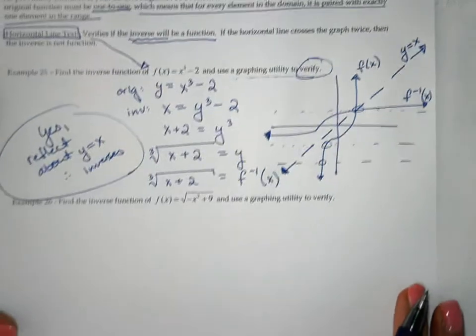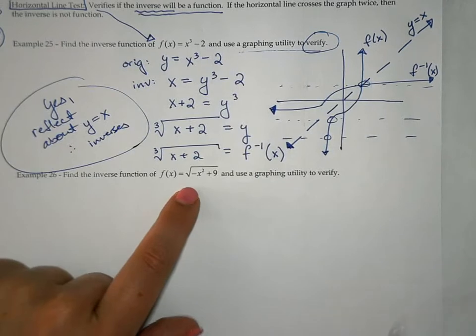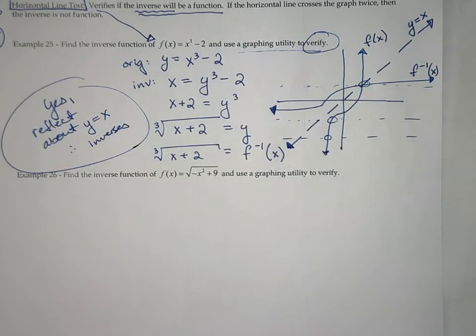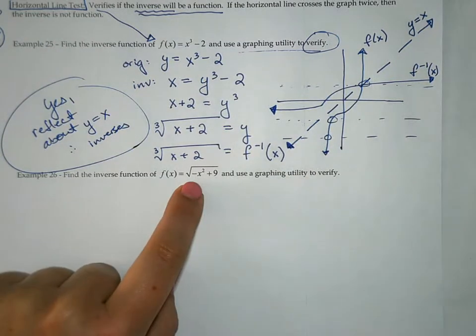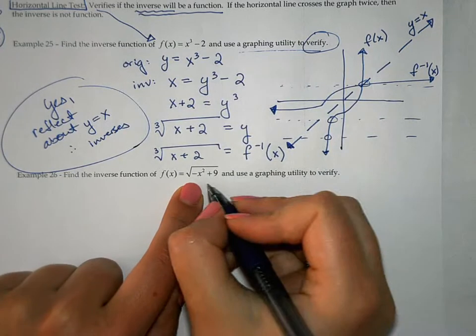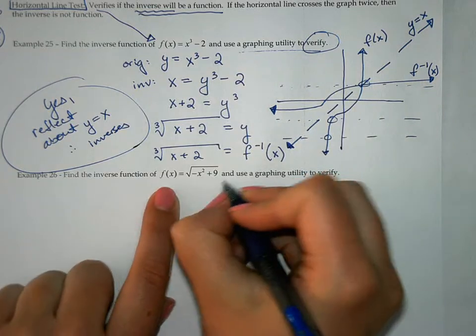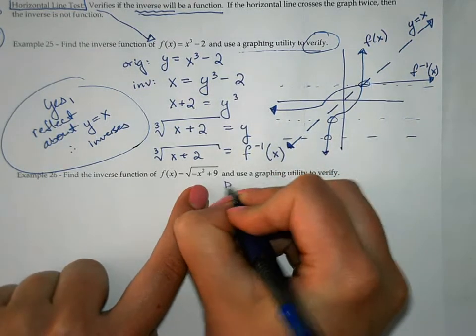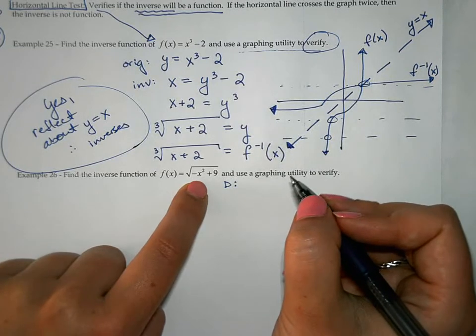Okay. Let's go ahead and look at this last one here. Close up these ideas. Find the inverse function and use a graphing utility to verify. This one's a little different because we've got this negative underneath, and we know that those negatives can cause problems for us. So we want to first think about what's our domain and range of this guy, and then we'll worry about finding inverses. So domain and range, what is allowed to be on the inside and what's not.